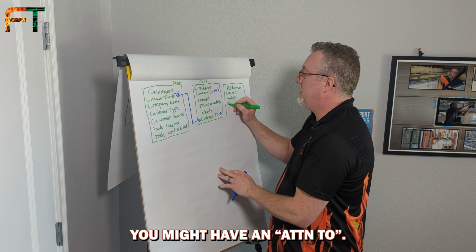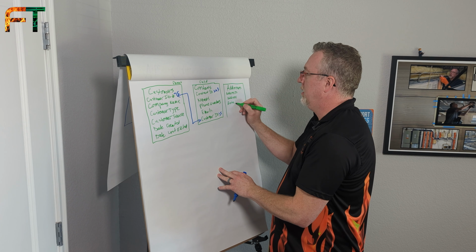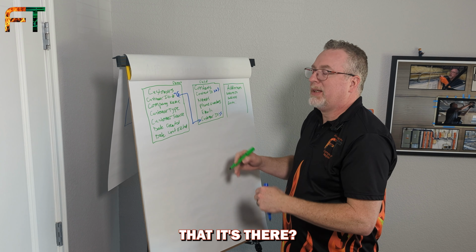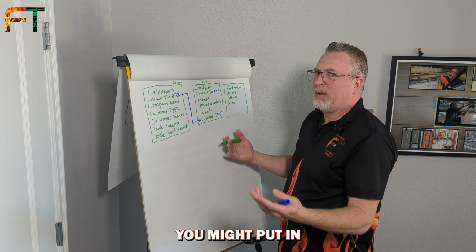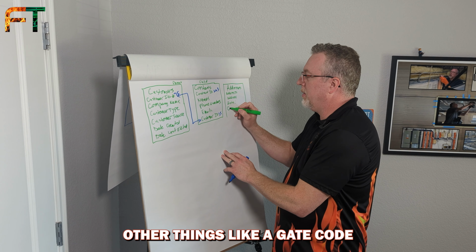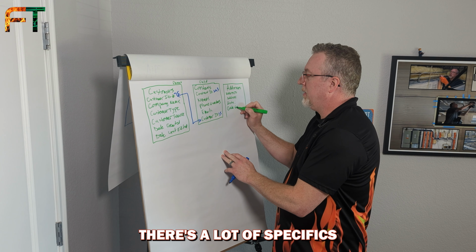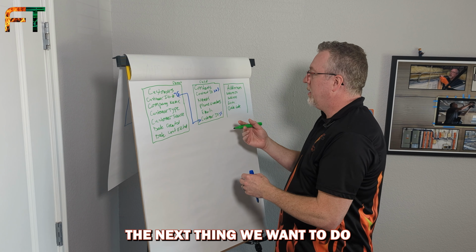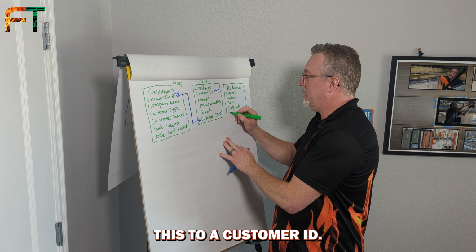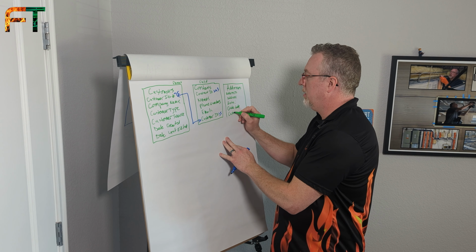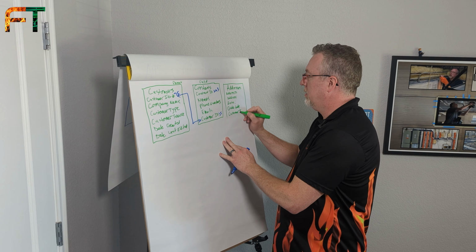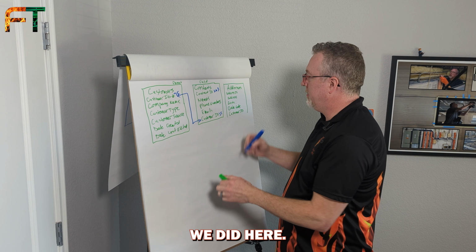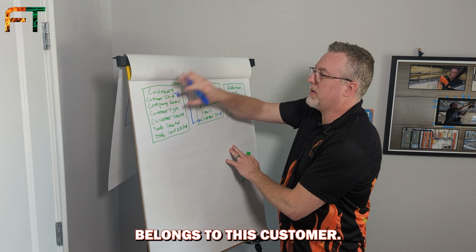You might have an attention to. When the part arrives, who needs to be notified that it's there? Who does it need to be given to? You might put in other things like a gate code or things like that. I mean, again, there's a lot of specifics that you might need for your system. The next thing we want to do is we want to link this to a customer ID. So we're going to do the same thing we did here. This address belongs to this customer.